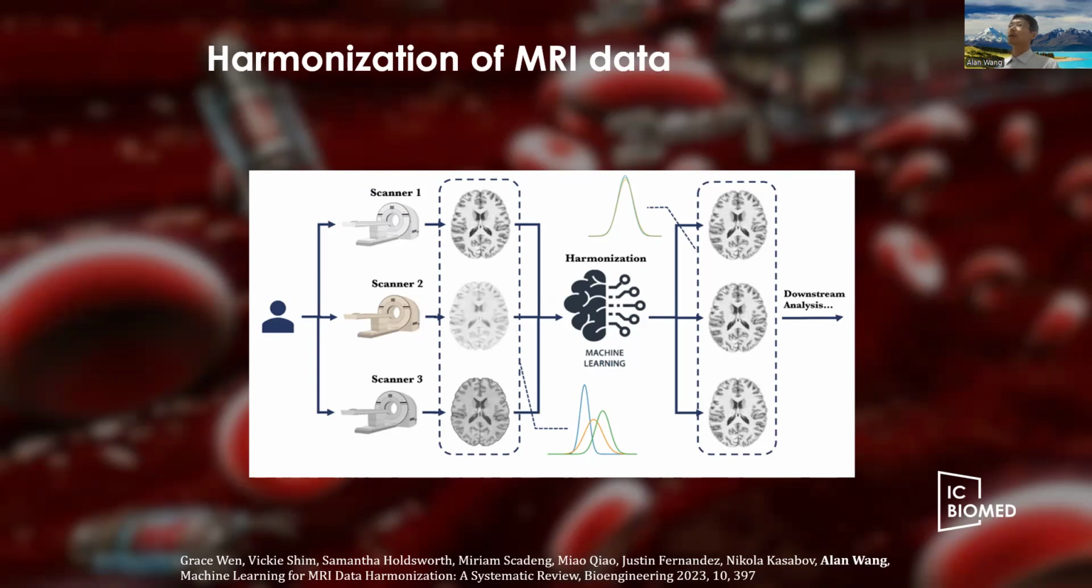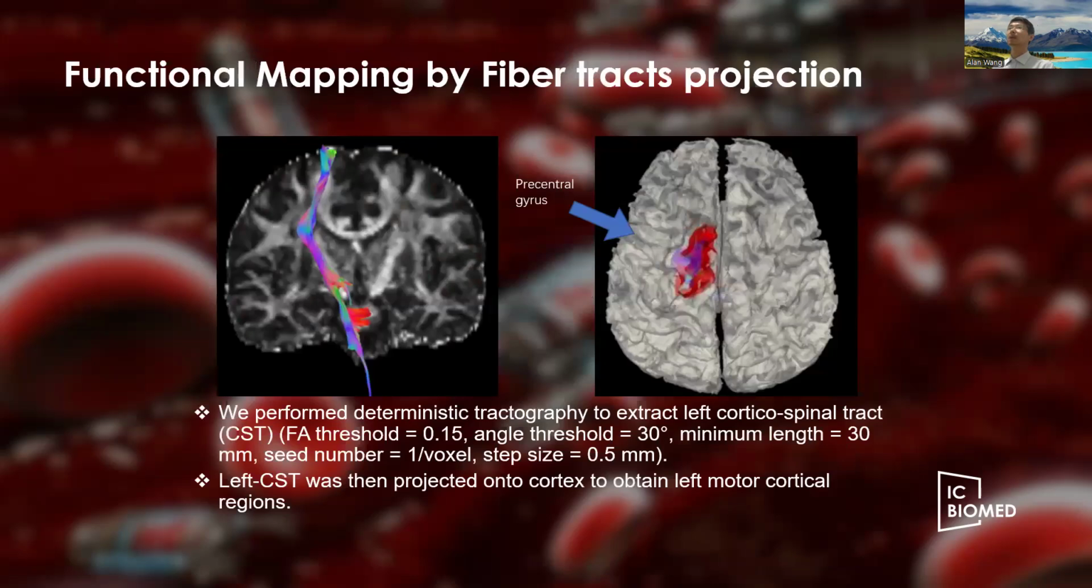This is the diagram. We propose to perform structural harmonization for MR data. A similar strategy can be applied to other advanced modalities, for example, DTI, functional MRI, and arterial spin labeling.